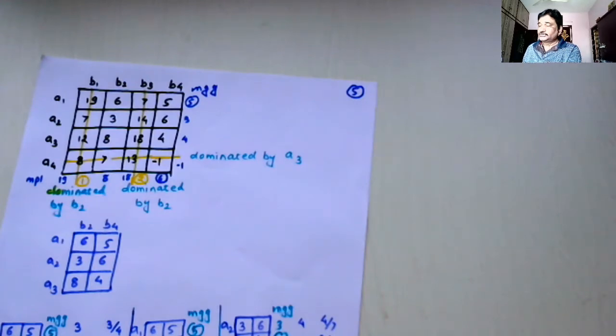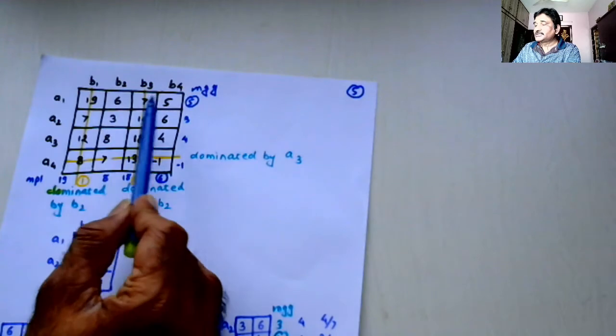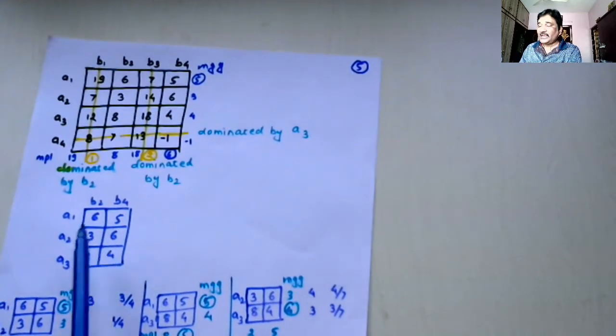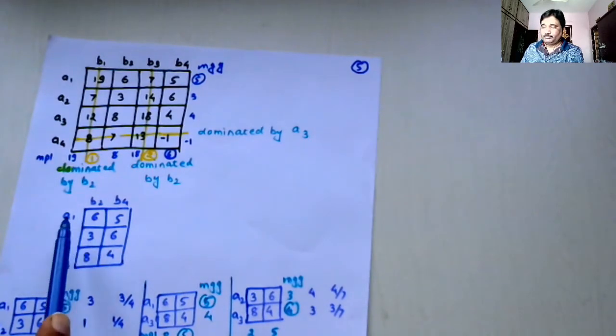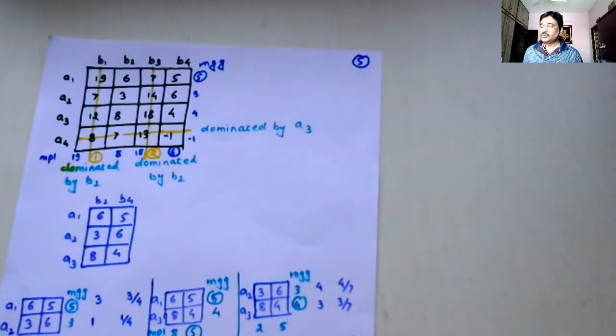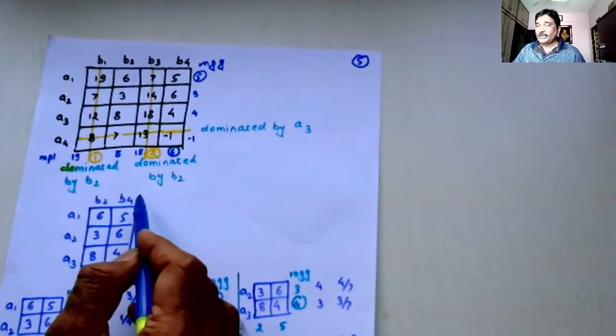So you finally are left with 6, 5, 3, 6, 8, 4. This is the game you are left with. Player A has three courses of action available and player B has two courses of action. Which two? B2 and B4.